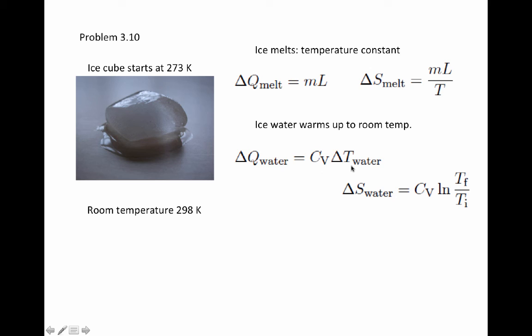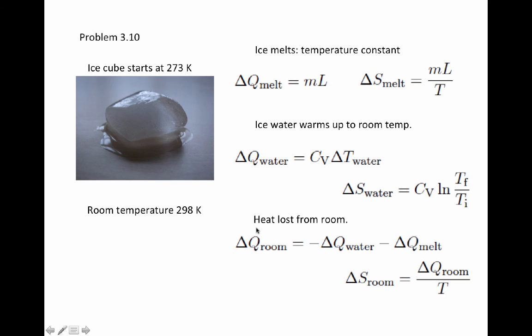Next, the ice water warms up to room temperature. In that case, the heat flow into the water is just equal to C_V delta T. Again, it's a constant volume process. And the change in entropy for the water, again, we use the formula for the constant volume process. And finally, the heat lost from the room, delta Q room, is just equal to the heat added to the water whilst it warmed up to room temperature minus the heat added to the cube when it melted. Right, that's just conservation of energy.